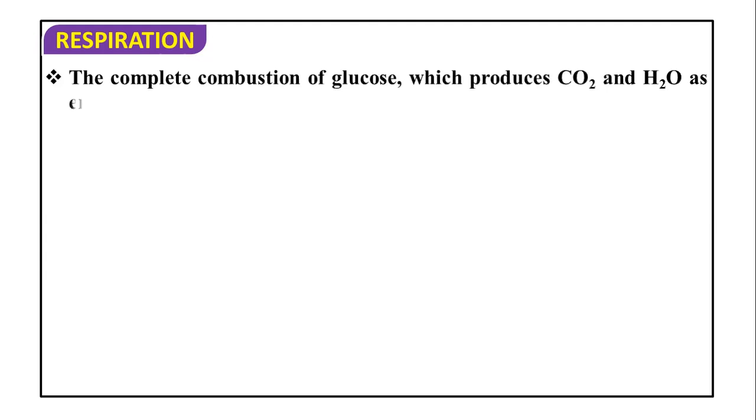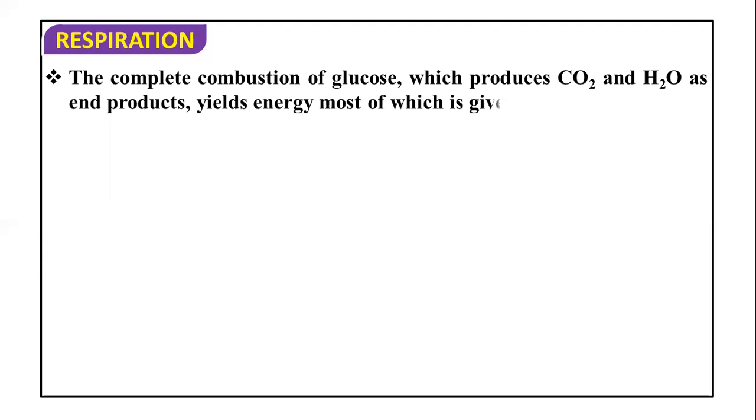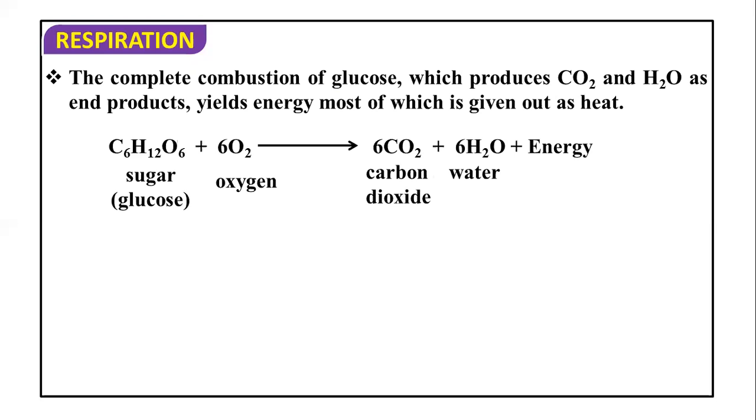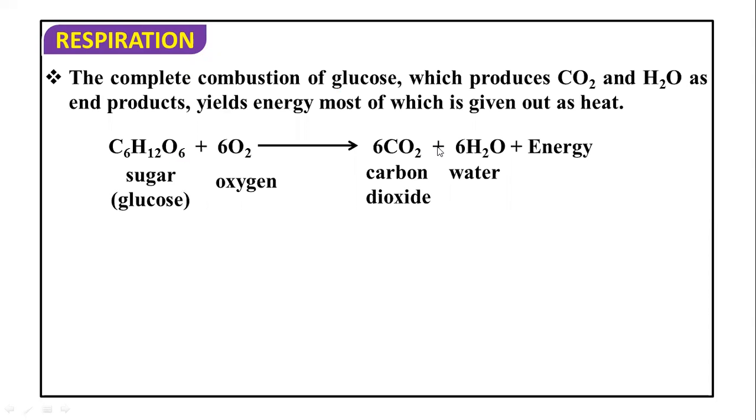The complete combustion of glucose produces CO2 and H2O, which are the end products, and yields energy, most of which is given out as heat, and some is stored in the form of ATP. So you can see this reaction. In this reaction, you can see that C6H12O6 is there, sugar is there, glucose is there. When 6O2 are used to oxidize this sugar, it produces carbon dioxide and water, and ultimately energy is produced.